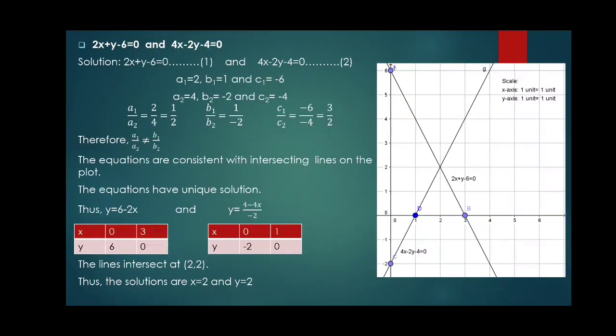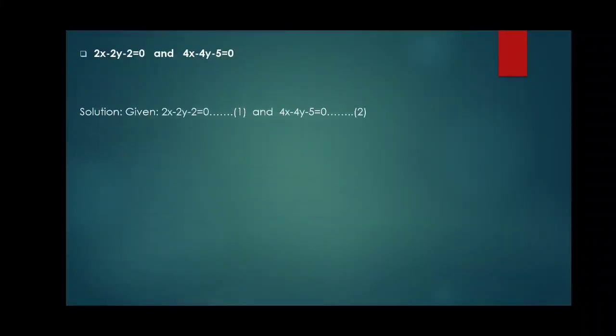So moving on to the last set of equations for this main, that is 2x minus 2y minus 2 is equal to 0 and 4x minus 4y minus 5 is equal to 0. Let us see if they are consistent or inconsistent set of equations.